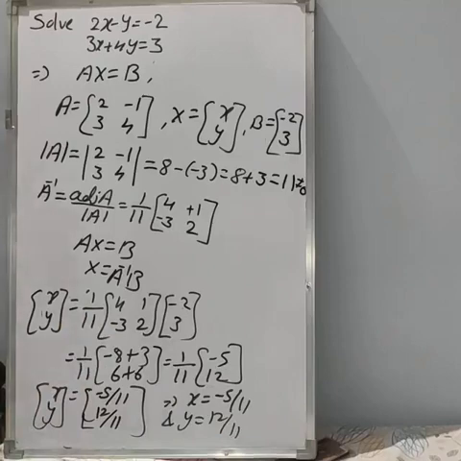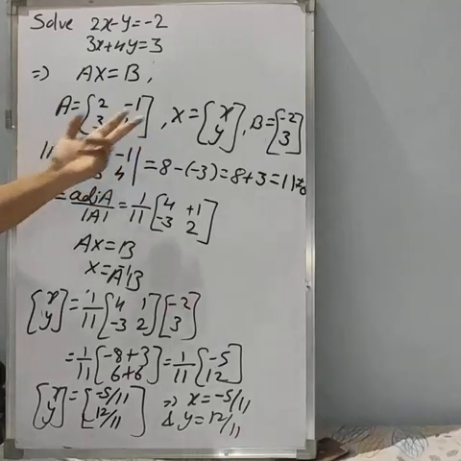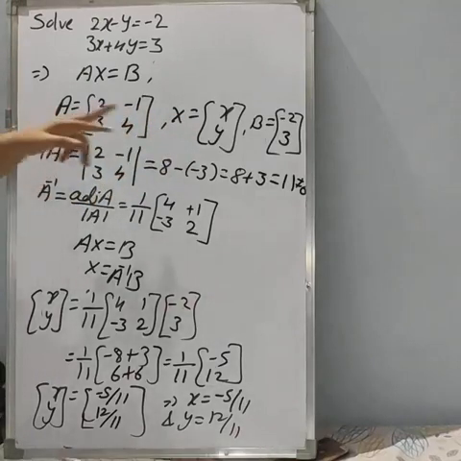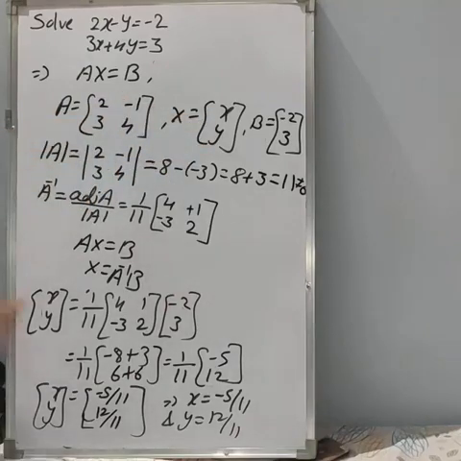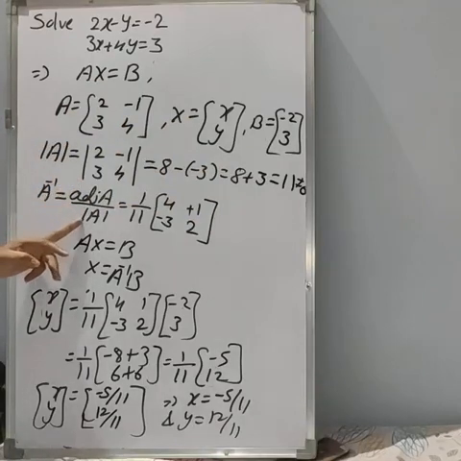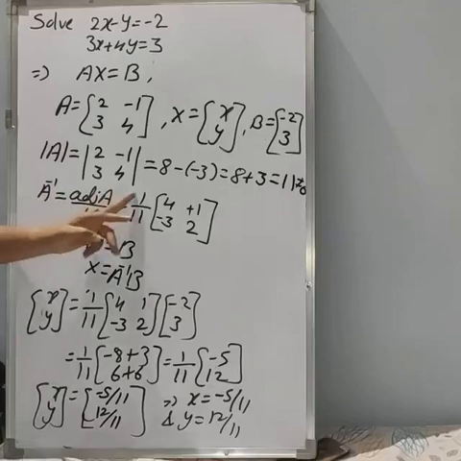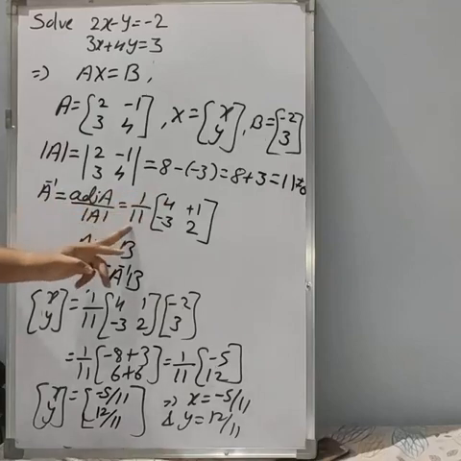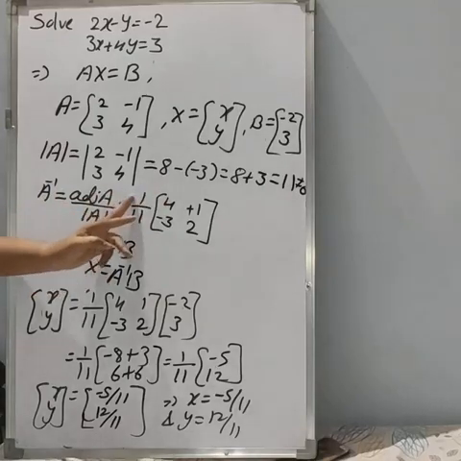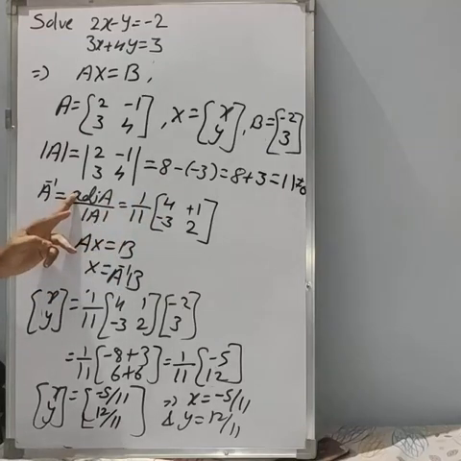So only remember, the first step is you have to write these matrices: matrix A, matrix X, matrix B. Then find the determinant of A. If it is not equal to 0, then find A inverse. So A inverse is given by the adjoint of A divided by the determinant of A. So 1 upon 11, that is the determinant of A. Here we have divided by, it means it is 1 upon 11 into the adjoint of A.